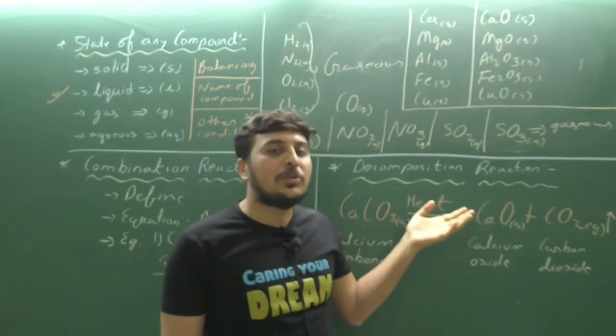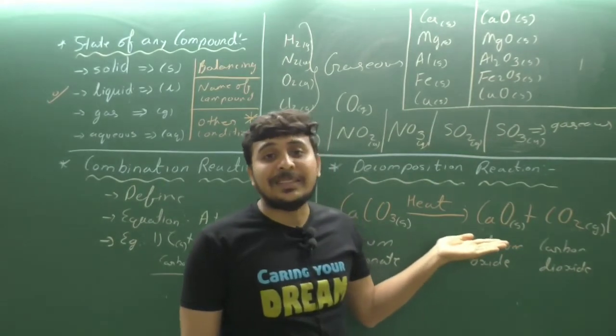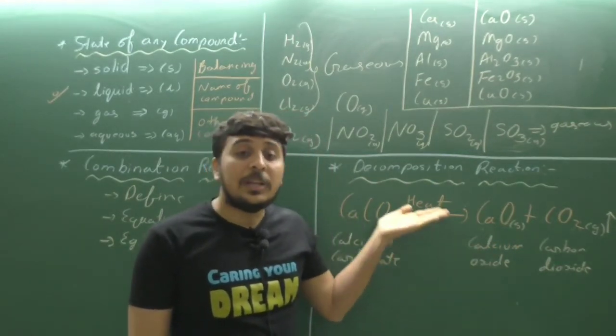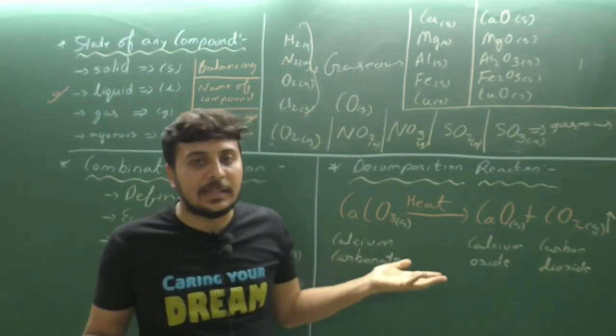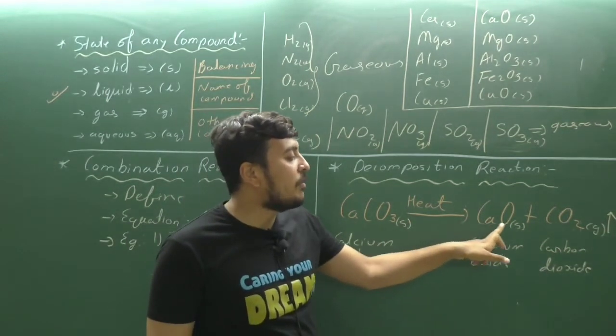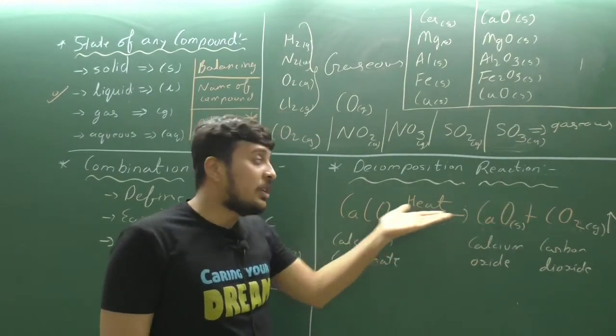If you don't know how to write the formulas, then there is no logic of balancing the chemical equation. Then you will not be able to write a chemical equation correctly. Then how will you balance it correctly? If I have written here the wrong formula of calcium oxide, I have written CaO2, then it won't be balanced.